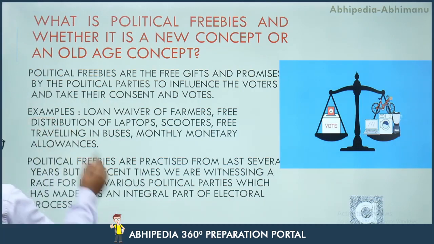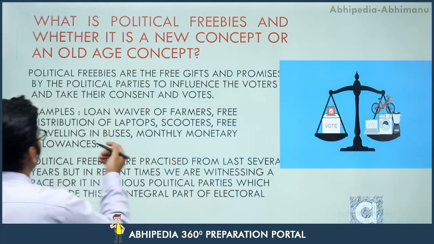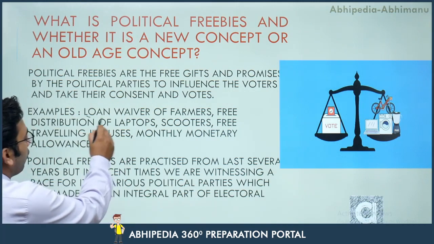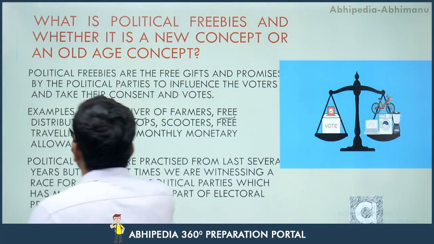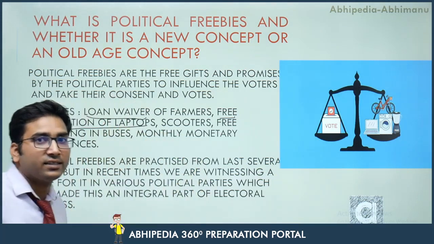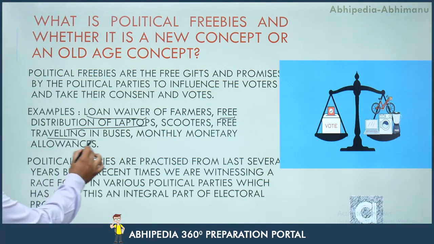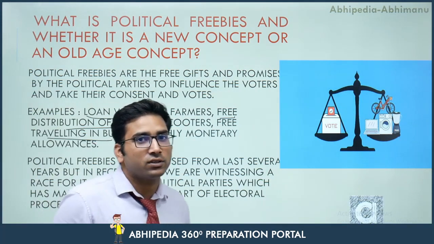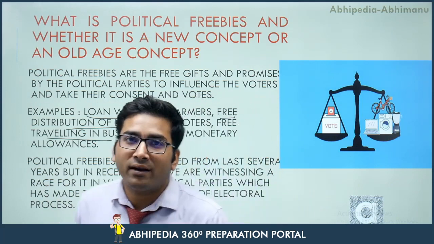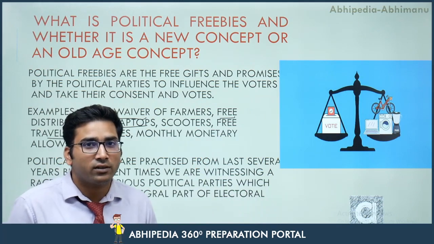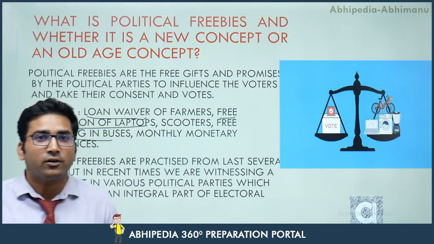What are the prominent examples of political freebies? Giving loan waivers to the farmers before the elections, right? Free distribution of laptops, e-gadgets, scooters, motorcycles, free travel in buses, right? And monthly monetary allowances in the form of a pension of 1,000, 2,000, 3,000 before attaining the age of 60, which is the prescribed age limit to get the pension.